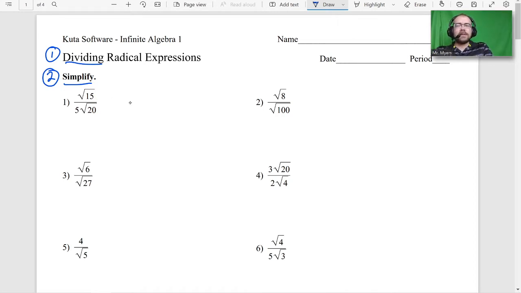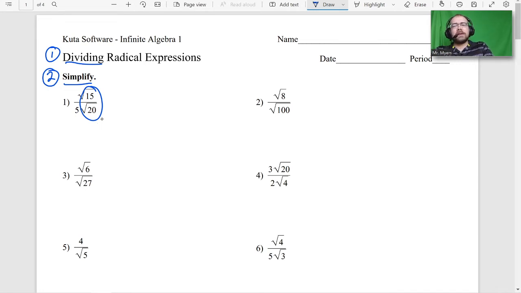So here's what we do. There's a couple ways you can mess this up, and the main way people mess this up is by trying to divide a radical number with a regular number. Don't do that. Radical numbers have to go with radical numbers, regular numbers with regular numbers. So I can simplify the 15 and the 20 here, but I can't simplify the 5 with the 15 or the 20 in any way.